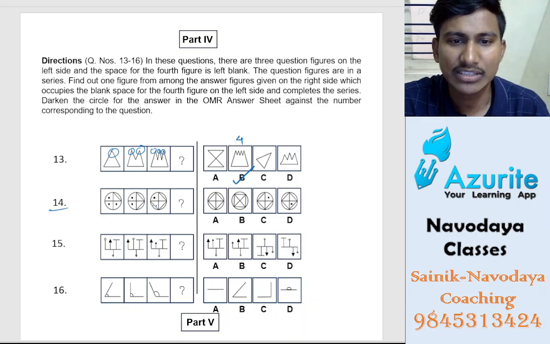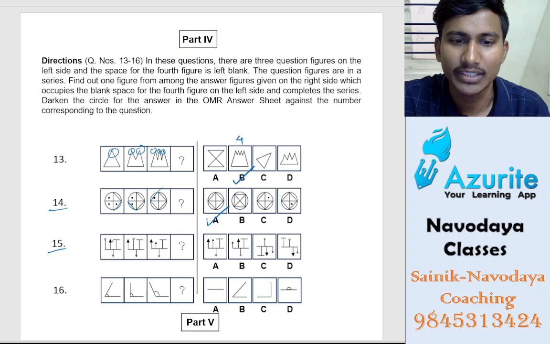Next, 14th one. One dot, there are three dots, one line. Next, one dot is gone, this becomes a line here. Next, this will go away and it will become a line here. And this will go away and it will become a line here. So what will be the answer? Option A here.